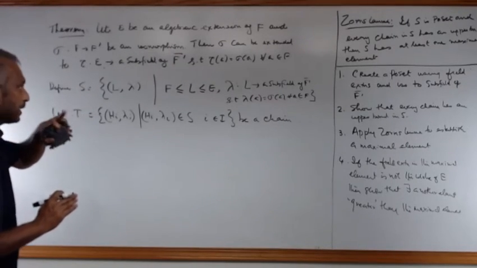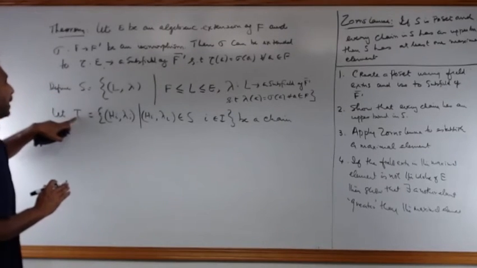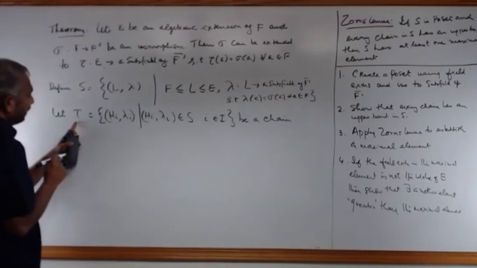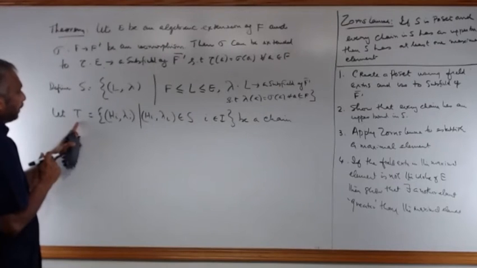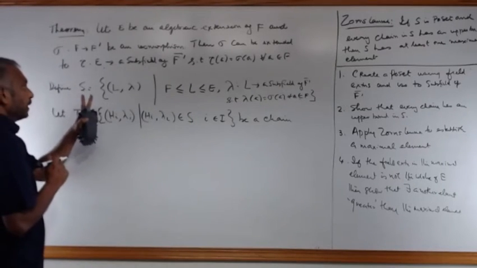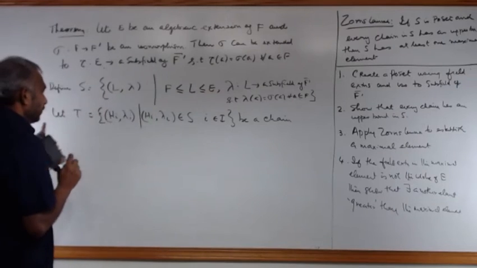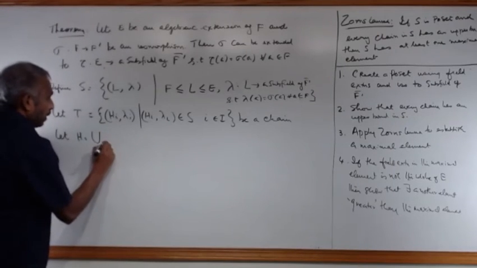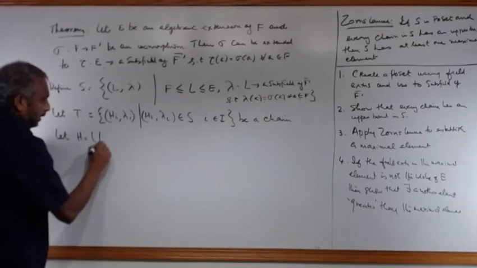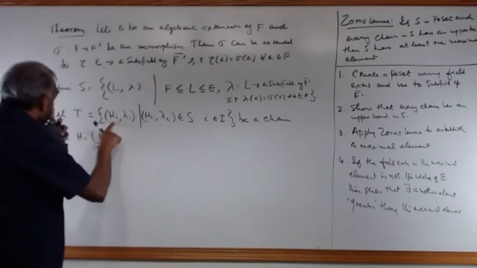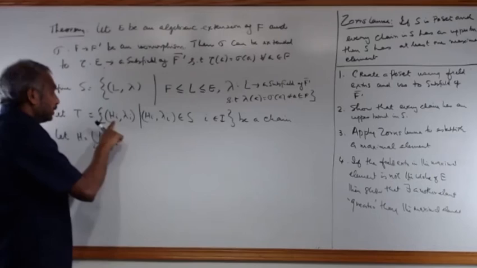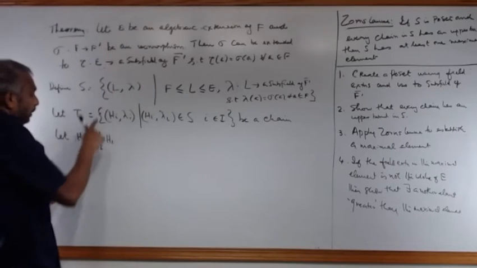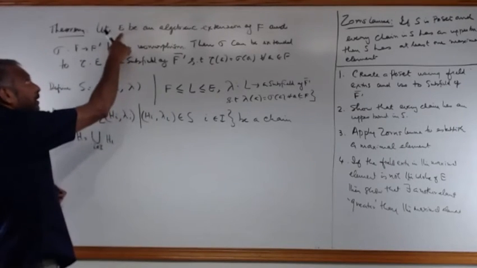So we are going to construct an element of S that could be an upper bound of this. The way we are going to construct the element from S is, we need two parts. One is the extension and another one is an isomorphism. So let H be equal to the union of Hi over i in I, all the elements of the union of all the extensions from the chain. This is definitely a subfield of E, because each of the Hi's is a subfield of E.